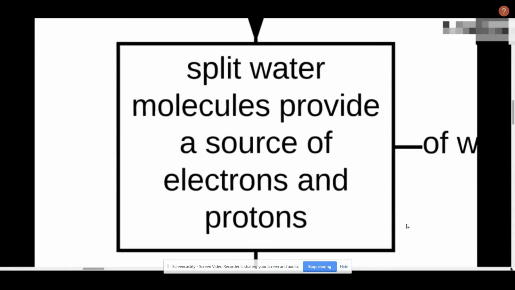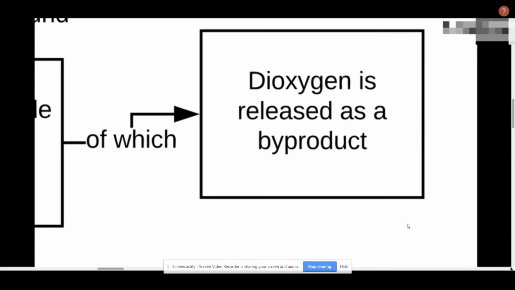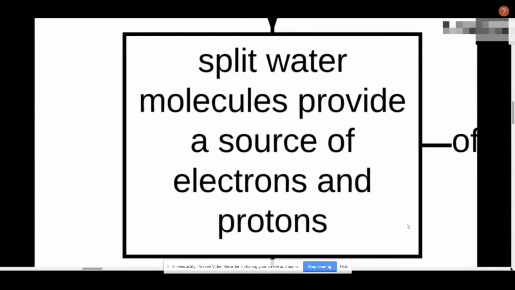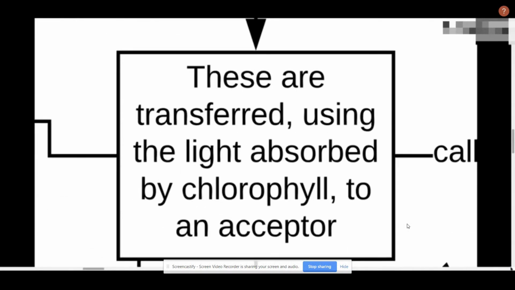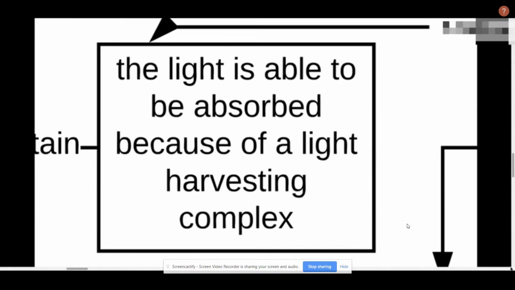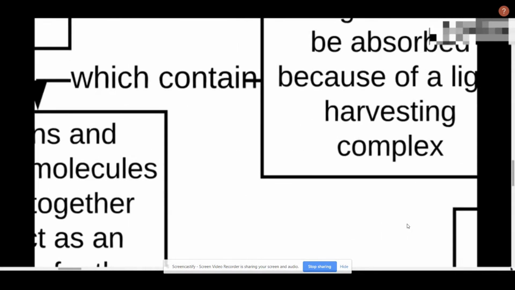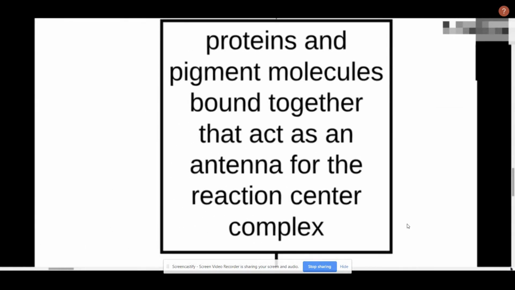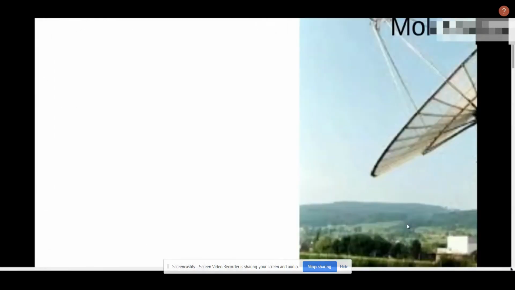The light reactions overview is pretty much this: water molecules are split to provide a source of electrons and protons, of which oxygen is released as a byproduct. These electrons and protons are transferred, using the light absorbed by chlorophyll, to an acceptor. The light is able to be absorbed because of a light harvesting complex, which contains protein and pigment molecules bound together that act as an antenna for the reaction center complex.